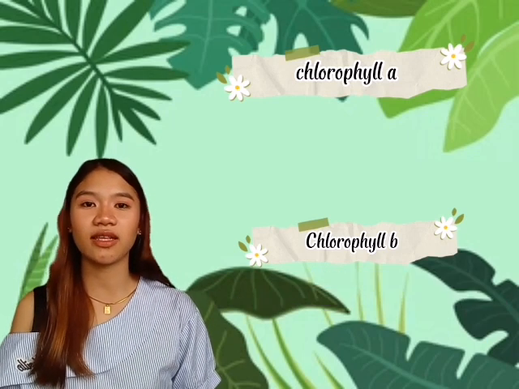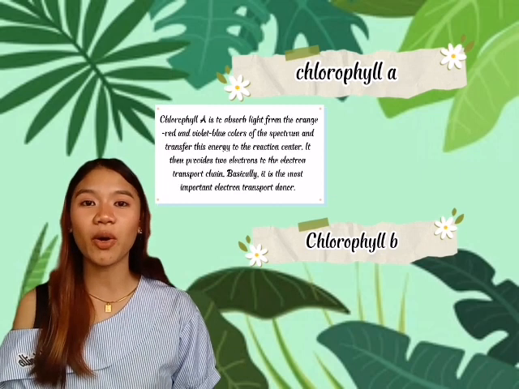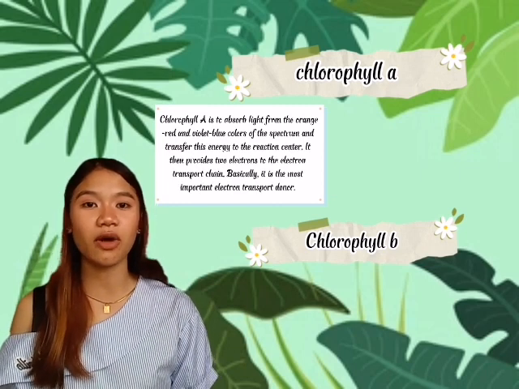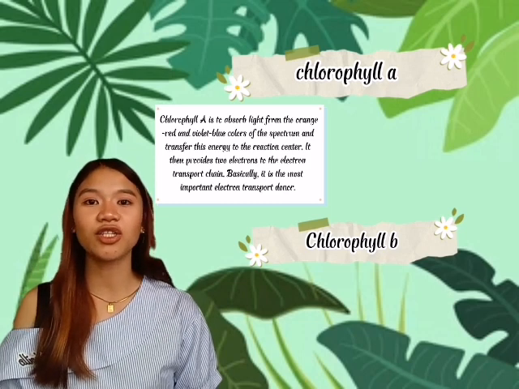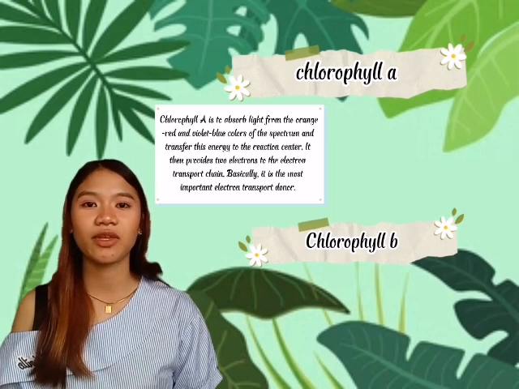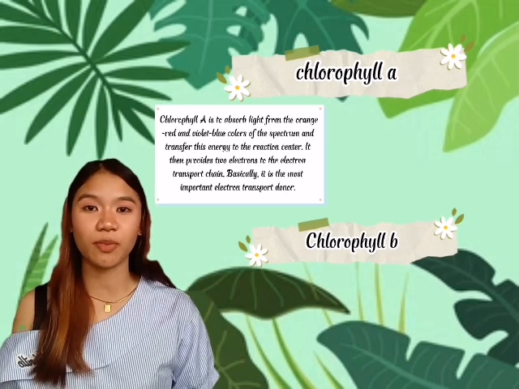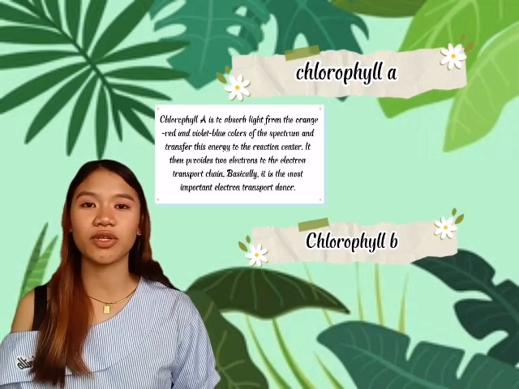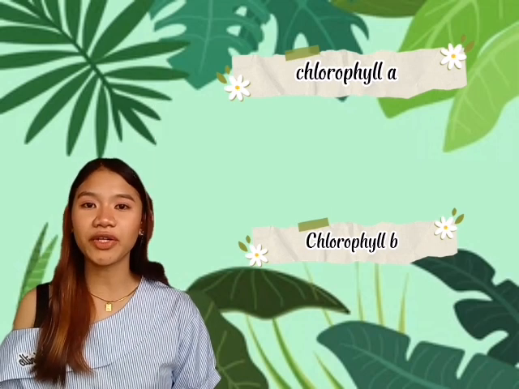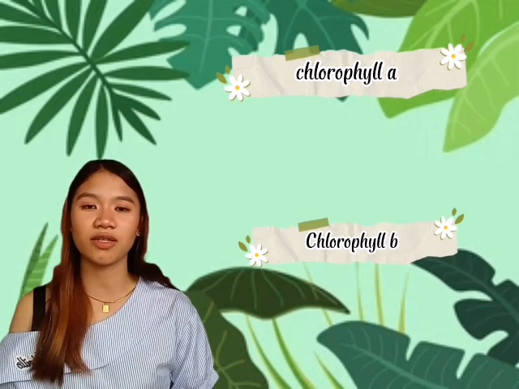Hence, we can say that the basic role of chlorophyll A is to absorb light from the orange, red, and violet-blue colors of the spectrum and transfer this energy to the reaction center. It then provides two electrons to the electron transport chain. Basically, it is the most important electron donor. Further, the organism uses the energy from the sun for cellular processes.